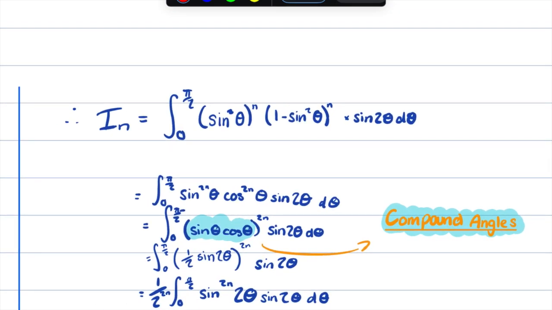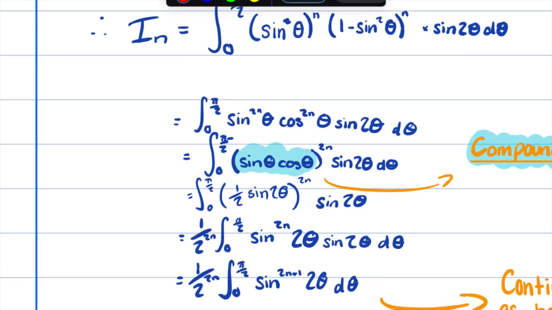Therefore, we have In is equal to this integral of sine to the power of n times 1 minus sine squared theta to the power of n times sine 2 theta d theta. Then, simplifying here, we can see that our sine theta cos theta to the 2n we can simplify from this. Doing what we did previously, but with a term of 2n up the front, we use our compound angles and we can create this expression here.